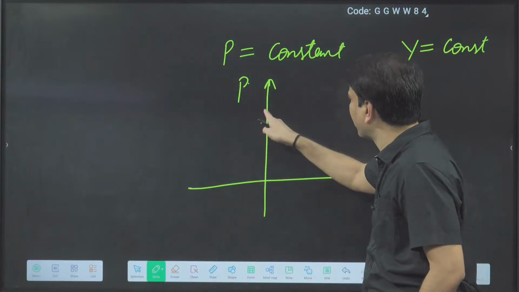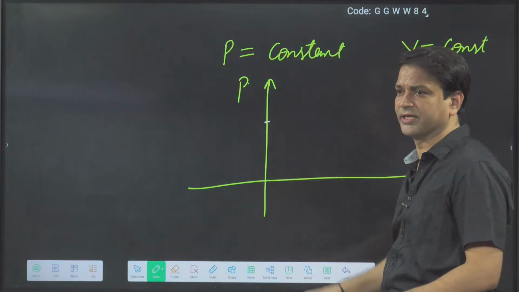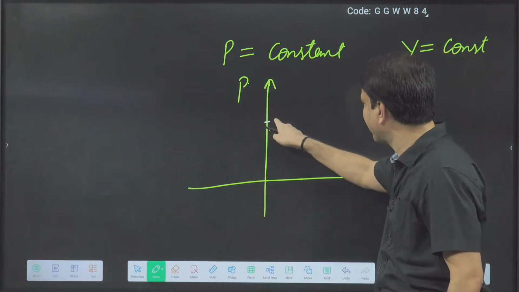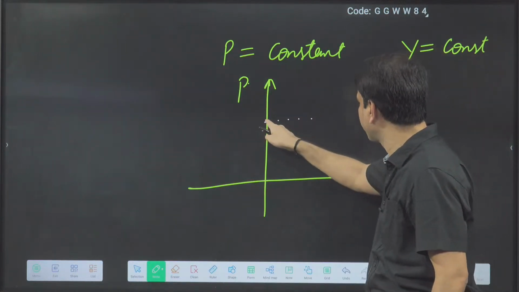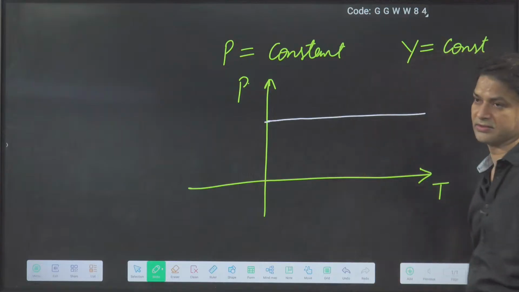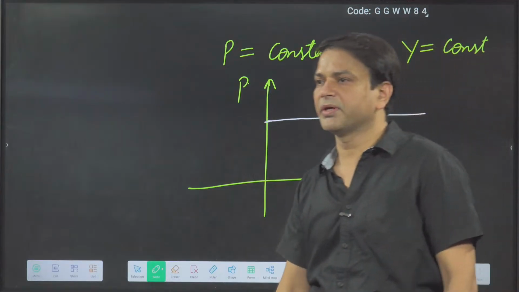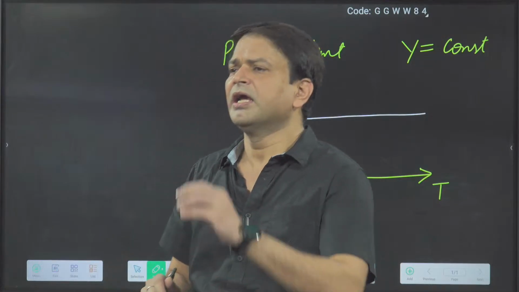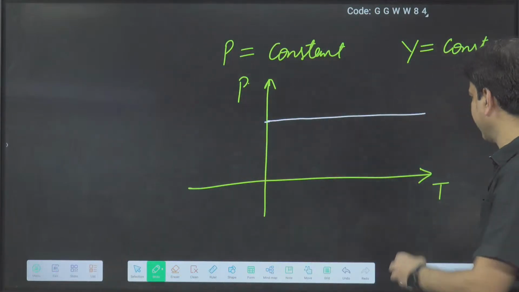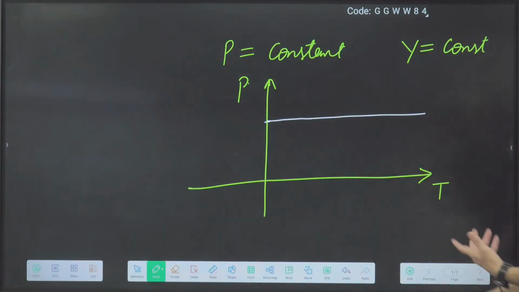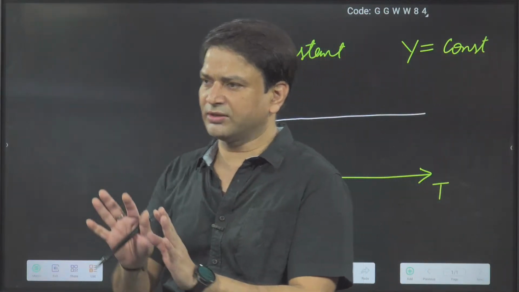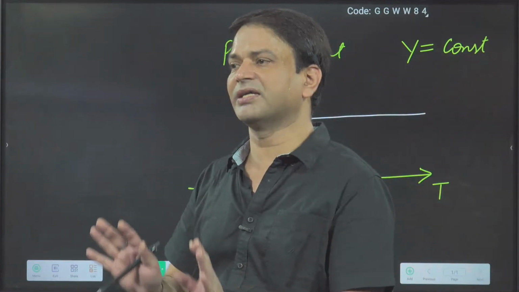Here, whatever the pressure is, that pressure is constant. Suppose pressure is 10 atm. Here, the graph will be a straight line like this. Did everybody get it or not? Whatever I am plotting on the x-axis, whether temperature, or V, if I give the pressure constant, the graph will be a straight line.